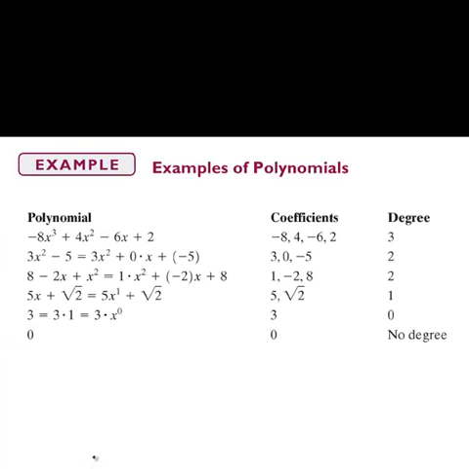Okay? So for example, you have the polynomial negative 8x cubed plus 4x squared minus 6x plus 2. Well, this is a third degree polynomial because the highest degree monomial is this negative 8x cubed. Okay, the coefficients are negative 8, 4, negative 6, 2, but the leading coefficient is negative 8. Okay, and likewise for all these other ones.